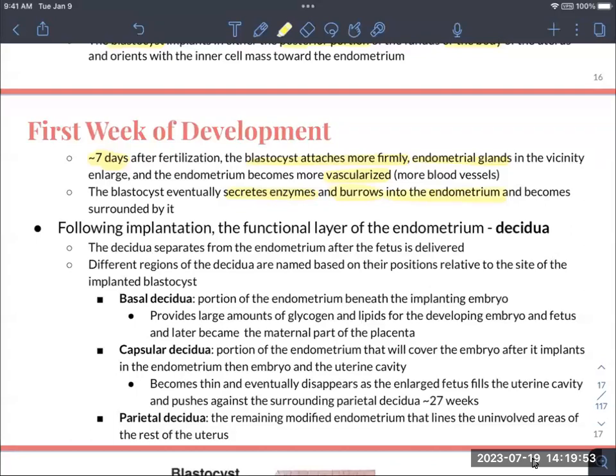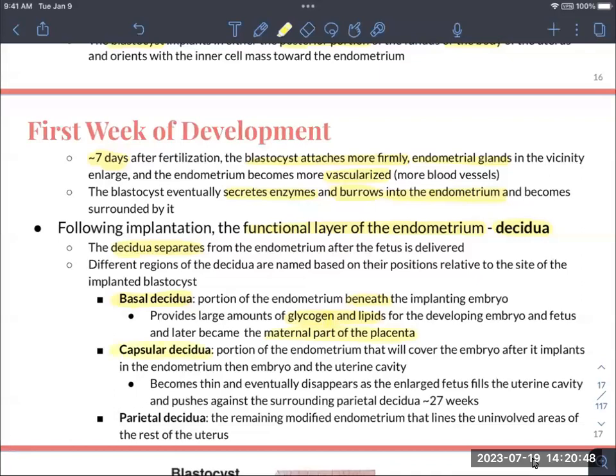So after implantation happens, the functional layer of the endometrium, the decidua, starts to separate. Different regions of this decidua are starting to be named just based on where they are in relation to this actual implanted blastocyst. We have the basal decidua, which is beneath. There's a lot of glycogen and lipids available here for that embryo and later fetus. It'll also become the placenta.